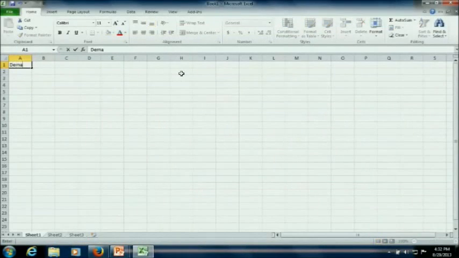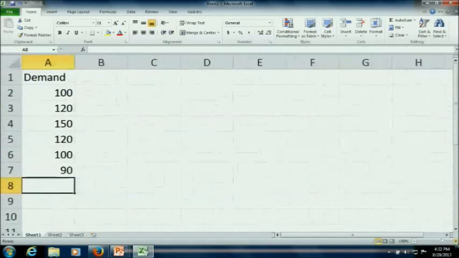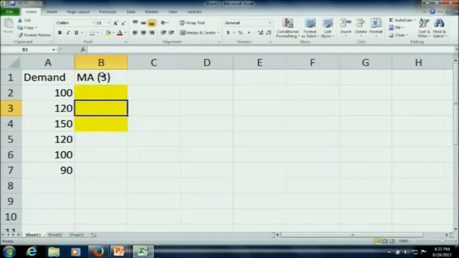So my demand looks like that, okay? And I'm just typing some values in. Now, if I did a moving average forecast, let's say it's a 3-period moving average. Well, I can't take a moving average for the first 3 periods, so I'll just put 3 there.